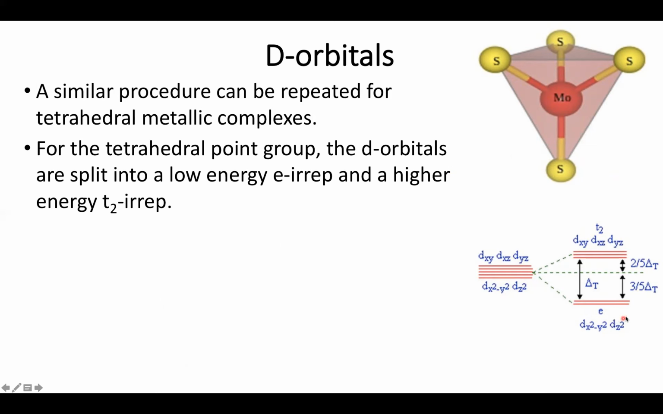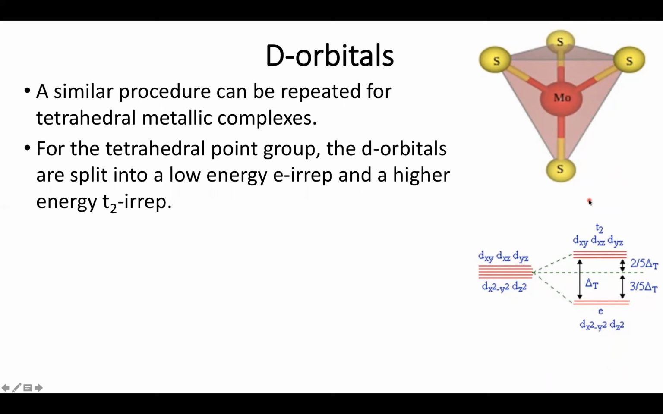This time, it turns out that my orbitals are still split up the same way. dz squared and x squared minus y squared are part of an E point group. And this time, the xy, xz, and yz orbitals are part of the T2 point group. It is worth noting, this time we don't have T2g or Eg, because guess what? Tetrahedral complexes don't have inversion symmetry. Well, that makes that at least a little bit easier.